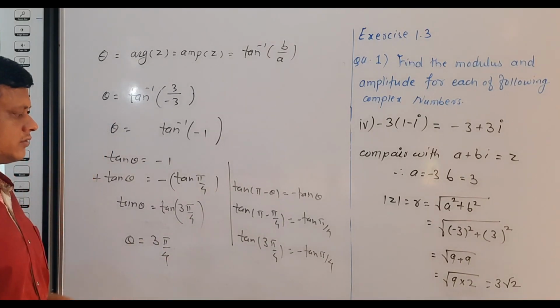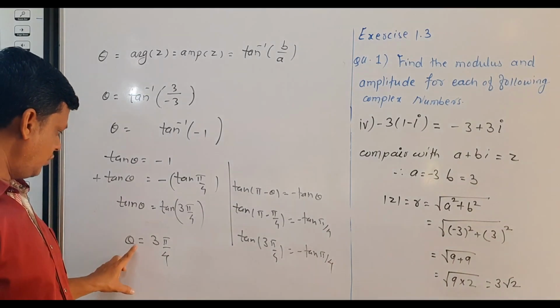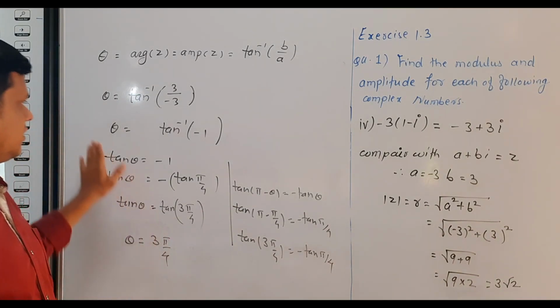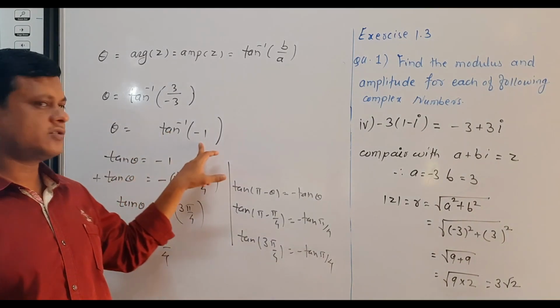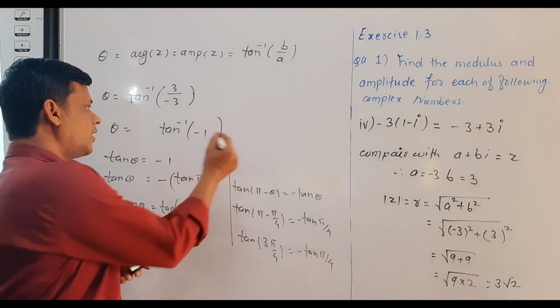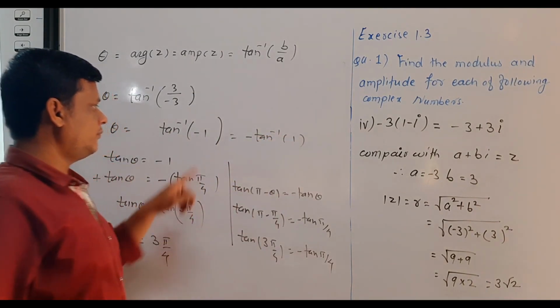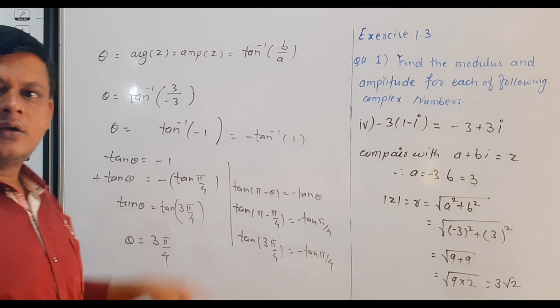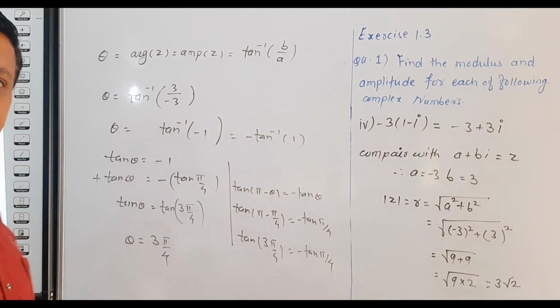So in this way also you can find the angle. If you do not know how to calculate this value, you can write up to this level theta equals tan inverse of minus 1, or you can write minus tan inverse of 1, because the minus sign you can take out of this tan inverse.